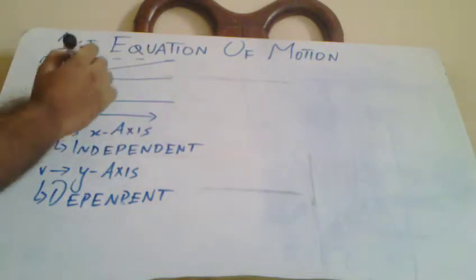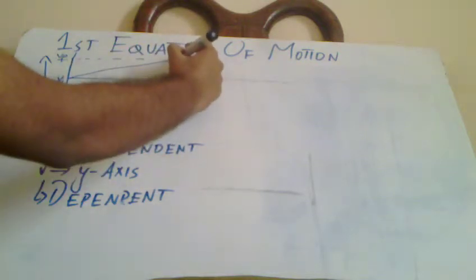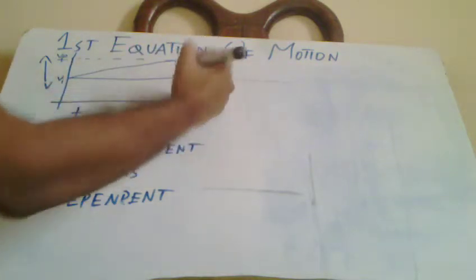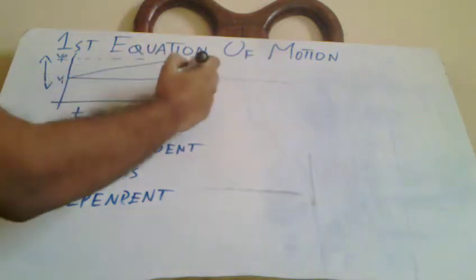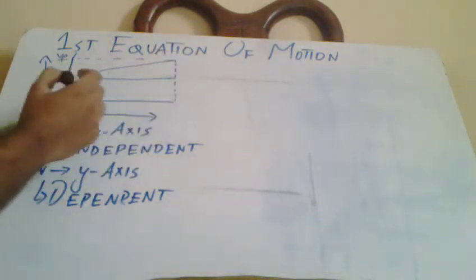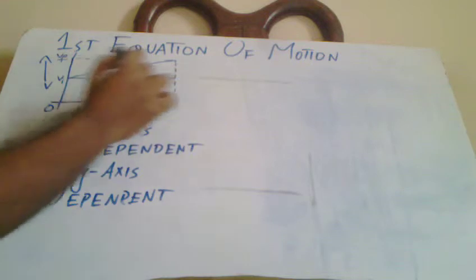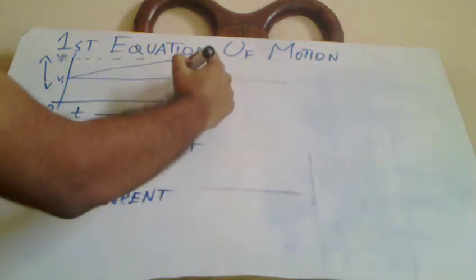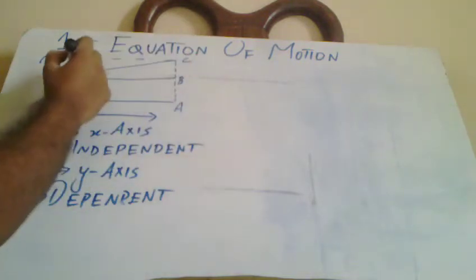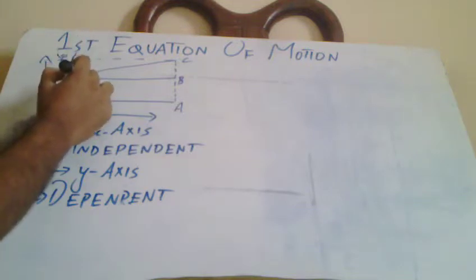Now completing the graph, we will draw this line and suppose names of the edges. So this edge is named O, this edge is named A, this edge is named B, this edge is named C, this edge is named D, and this edge is named E.